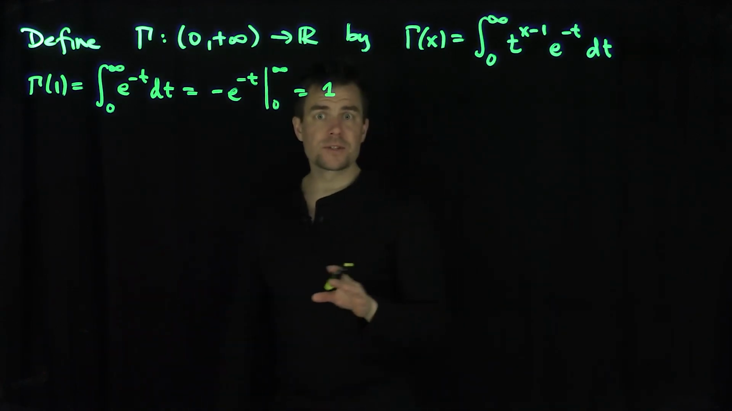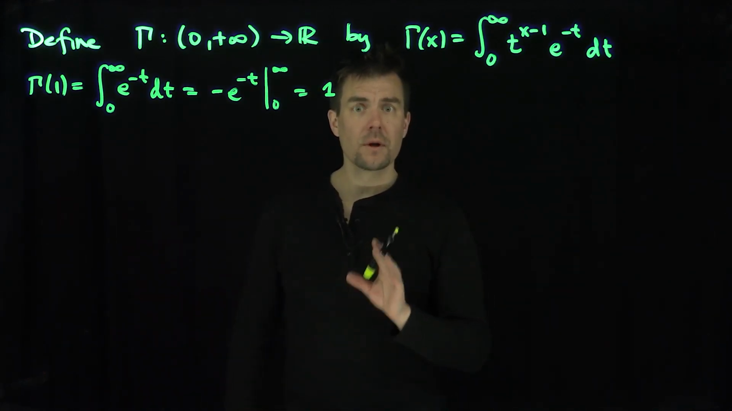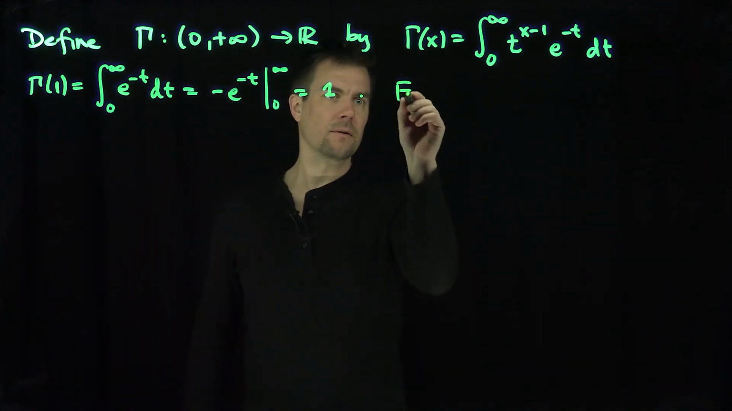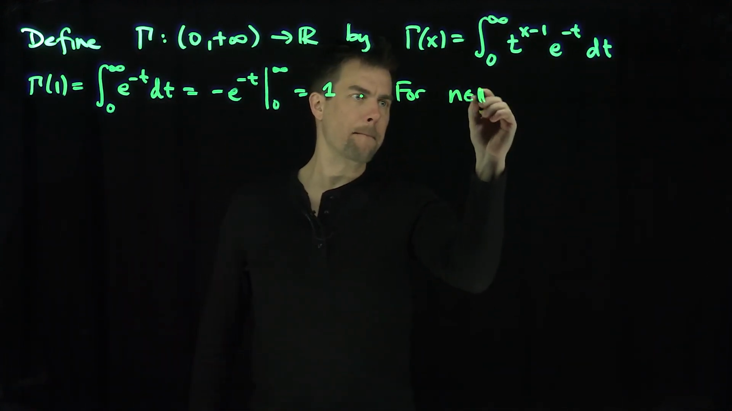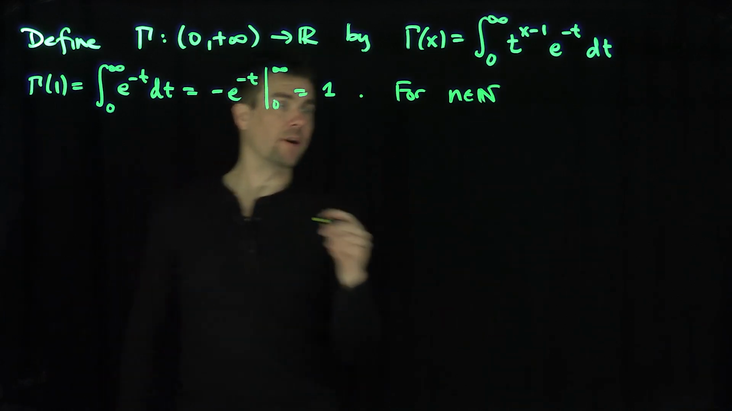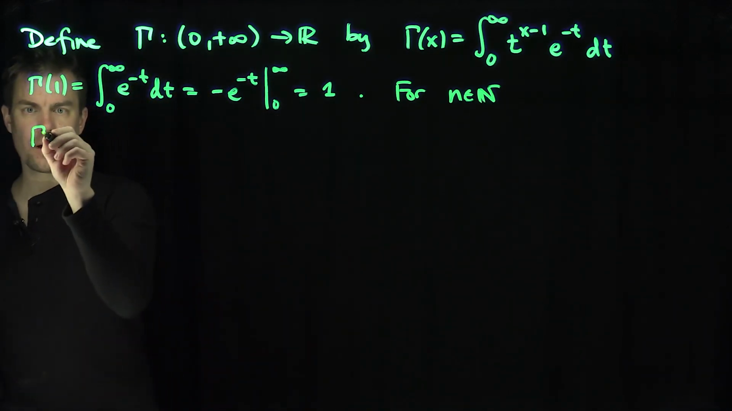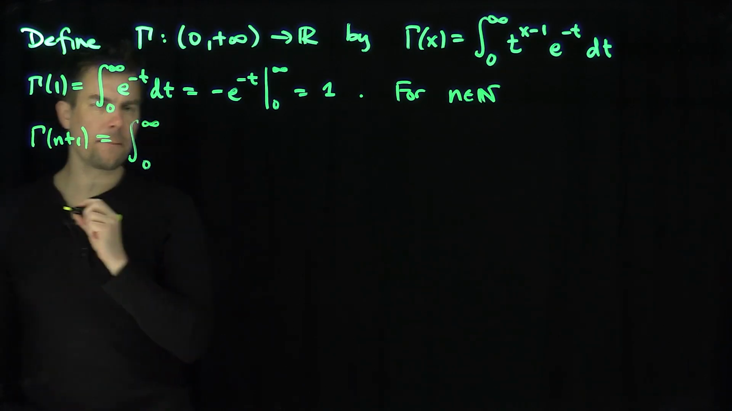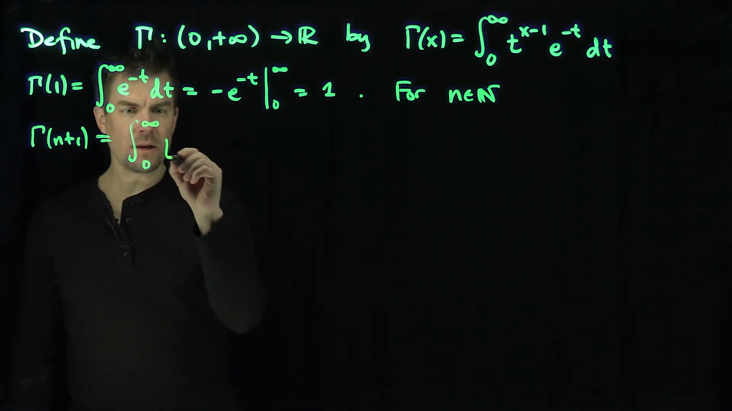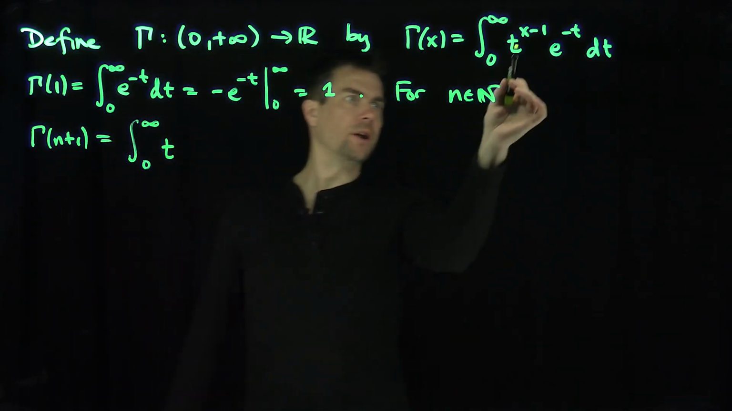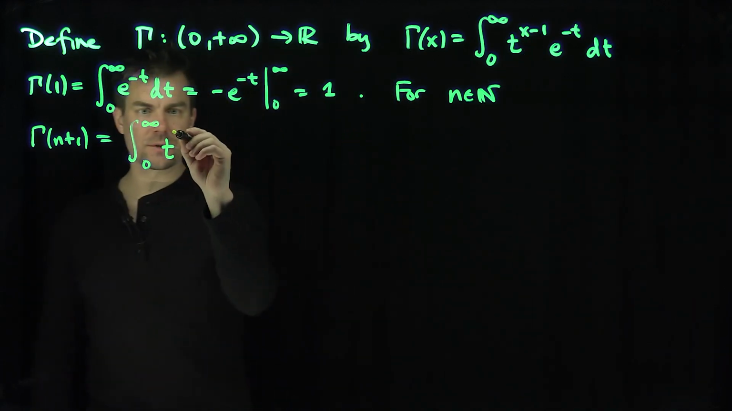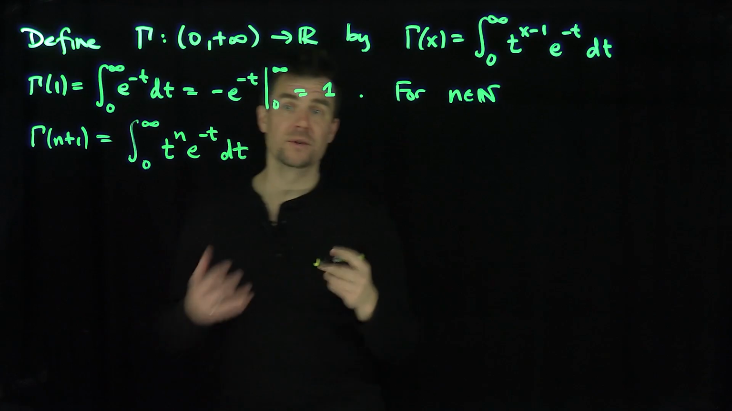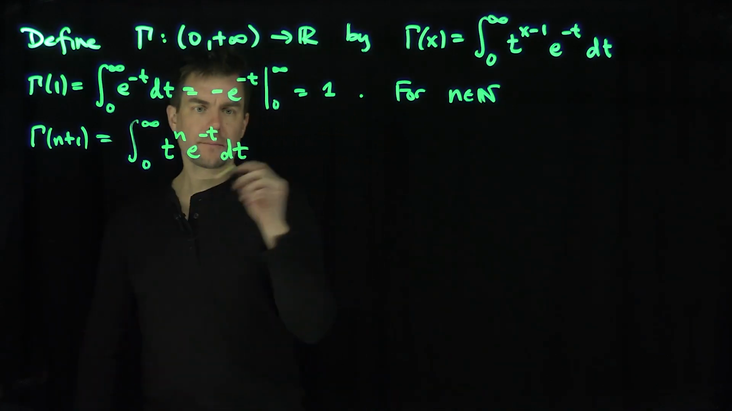Now the neat thing about gamma is that it's an extension of the factorial function. So let's notice that if I pick n an integer, and look at gamma of n plus 1, it will be the integral from 0 to infinity of t to the n plus 1 minus 1, which turns into t to the n, times e to the negative t. For those of us who know some probability theory, these come from moments of exponential random variables.